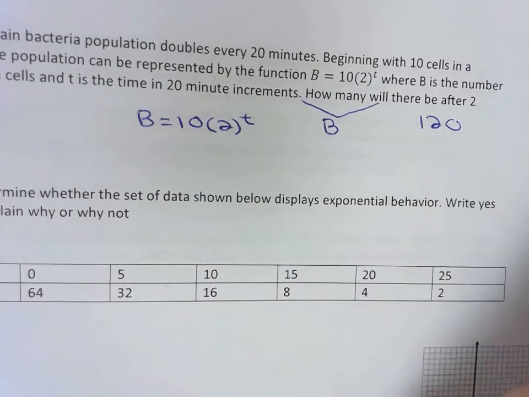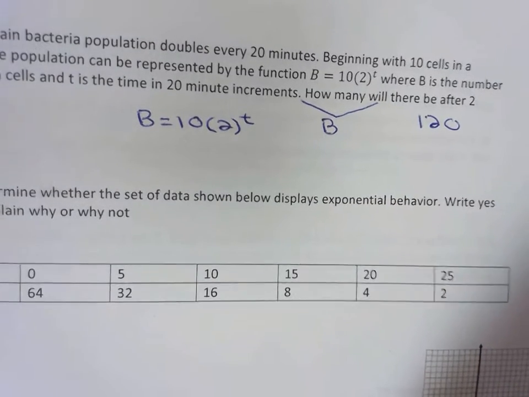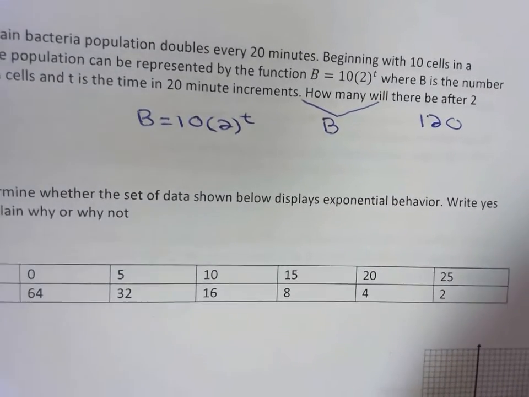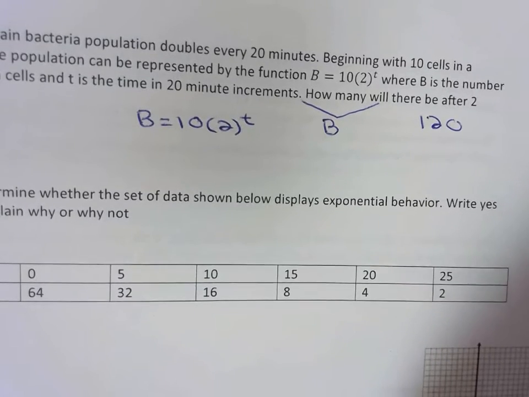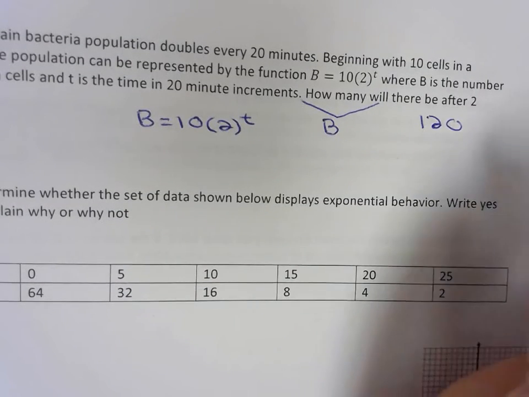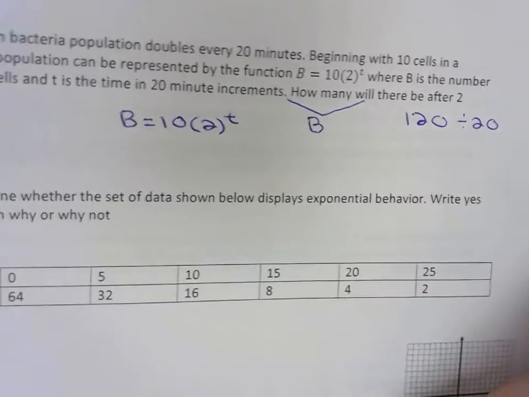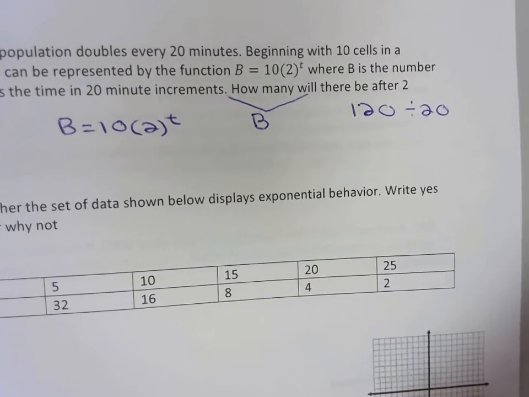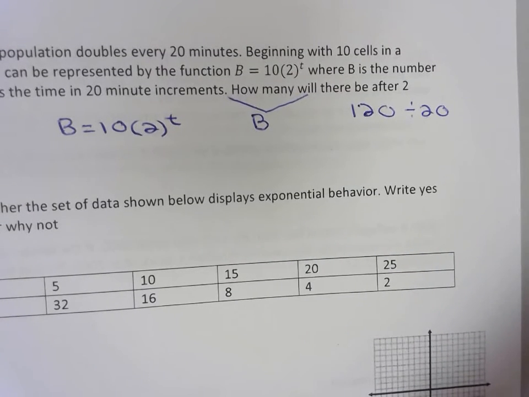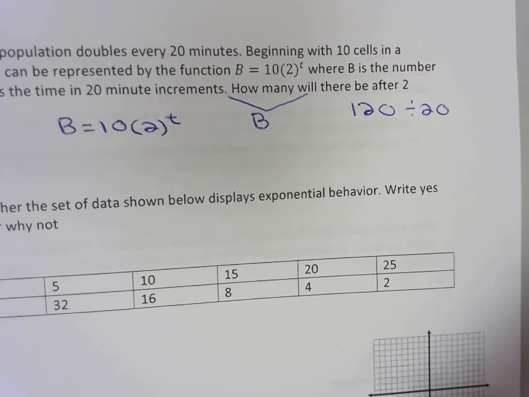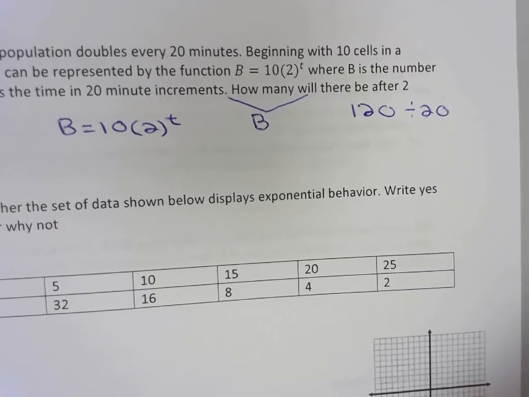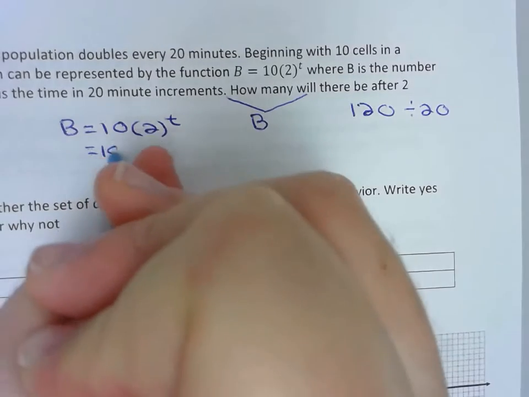120. And T is the number of 20-minute increments. So how many 20-minute increments are in 120? How do I figure that out? Divide by 20. So I want to know how many 20-minute increments are in 2 hours, or 120 minutes. So what is T going to be, if T is the number of 20-minute increments? 6. So T is 6.